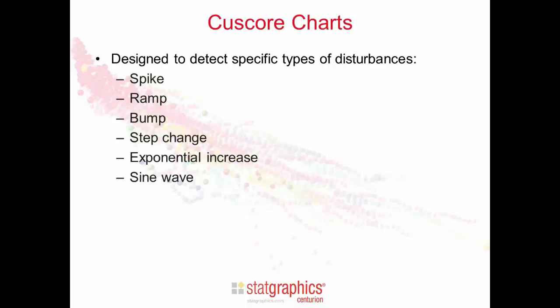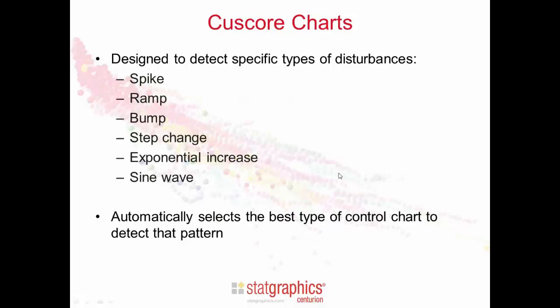Let's suppose, for example, you know that when your process goes out of whack, something in particular happens: it'll spike up, or the data will go up as a ramp, or maybe there's a step change, or maybe a sine wave appears in the data. A Cuscore chart is designed to detect a particular pattern, a particular disturbance in a set of data.